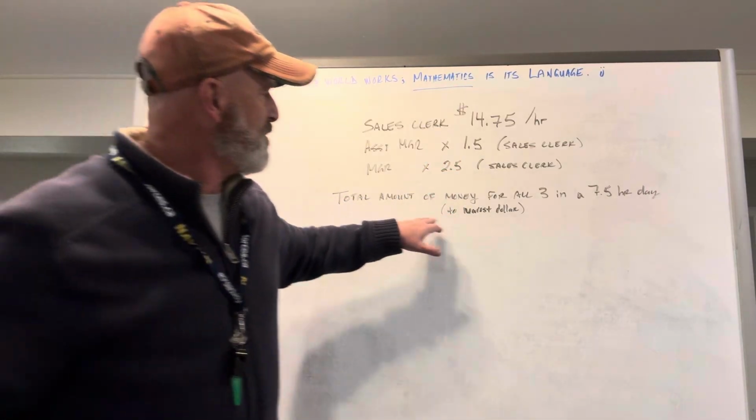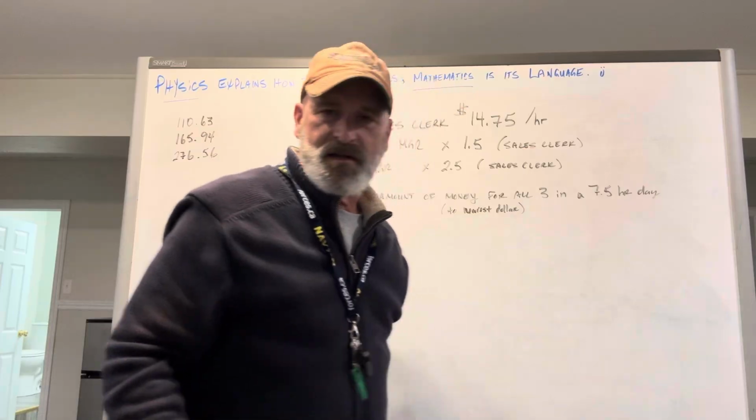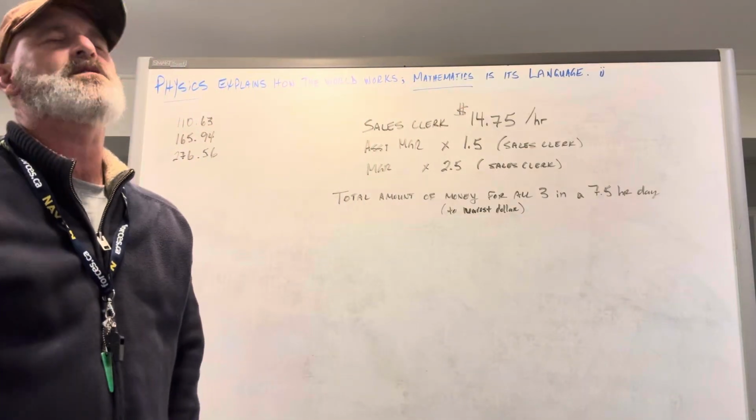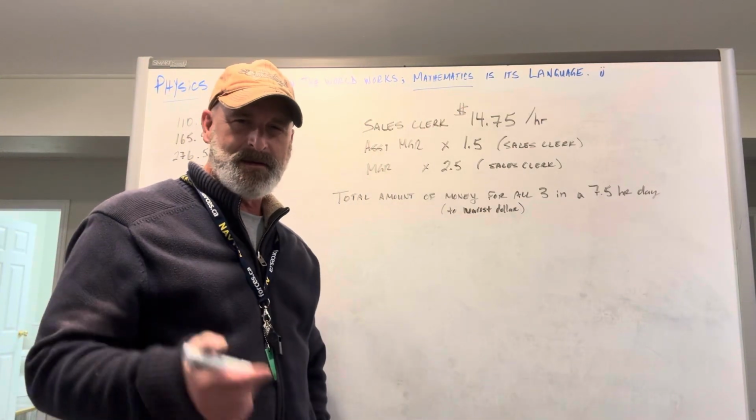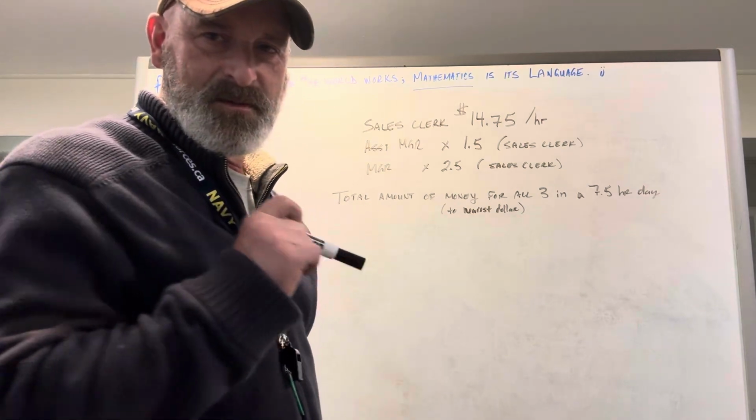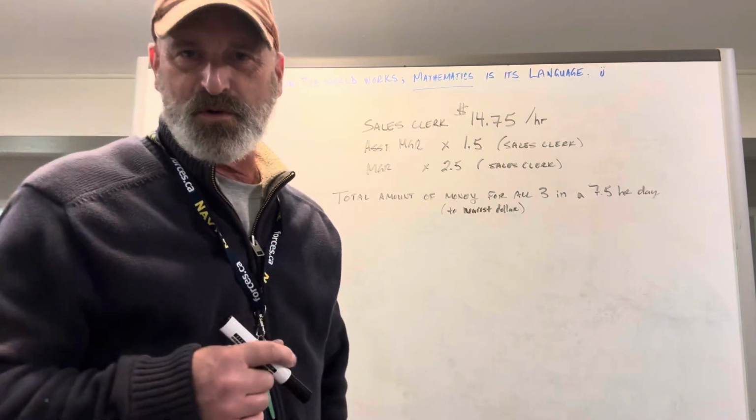I want to know the total amount of money for all 3 of them in a 7.5 hour day. Oh, why couldn't it have been 8 hours? Because you're using the calculator, it's going to be easy anyway. But this is where we're going to do some long multiplication, good old Grampy style.